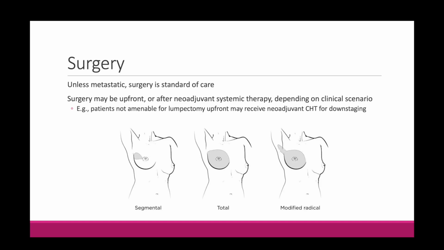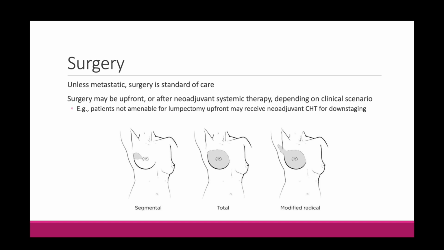Breast cancer is a surgical disease. Okay, the primary treatment for breast cancer is surgery. And any other treatments that we might offer, radiation or endocrine therapy or chemotherapy or any targeted or immunotherapy agents, these are all to reduce the risk of recurrence. But a lot of breast cancers can be cured with surgery alone. And so surgery really is the standard of care unless the patient is metastatic. All of these patients should be getting some type of surgery.